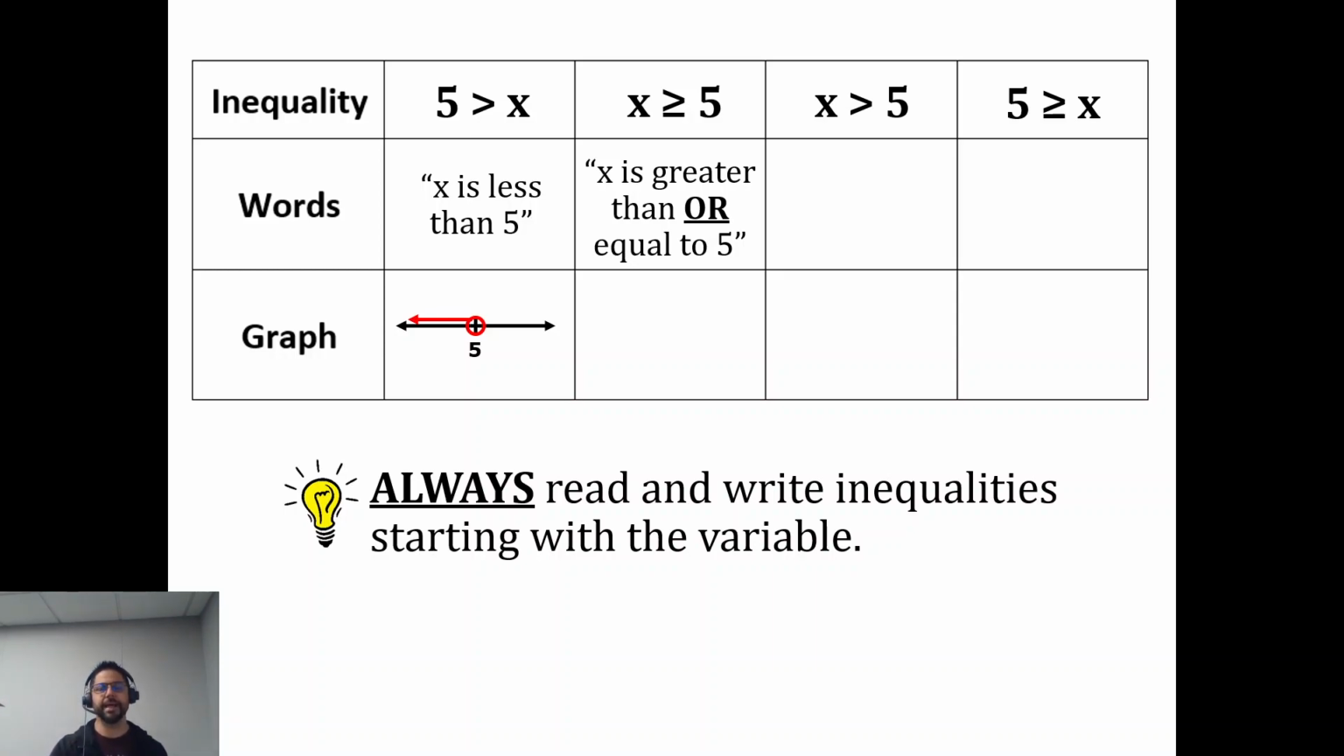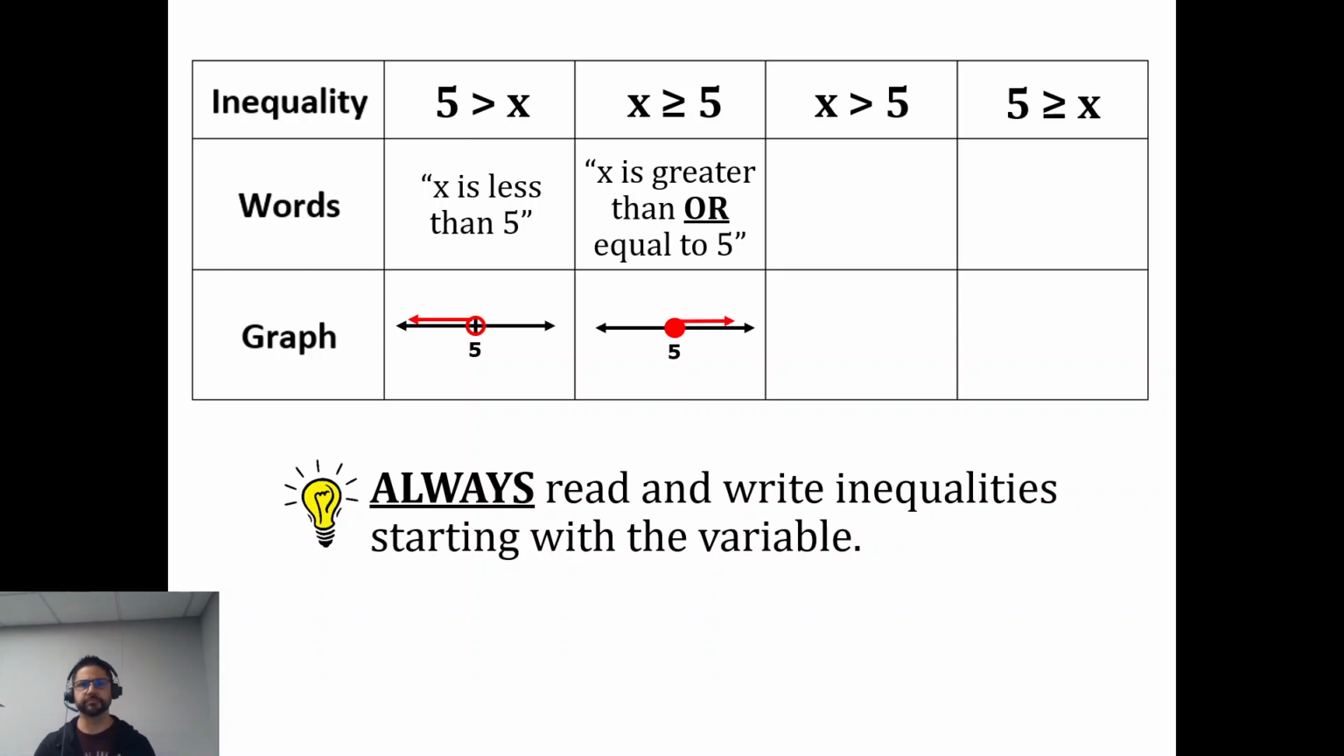So when I make my graph, I need a closed dot. Greater than 5 would be 6, 7, and so on. Sorry, did I say 5, 6, and 7? I meant 4, 5, and 6. How weird. Early morning.